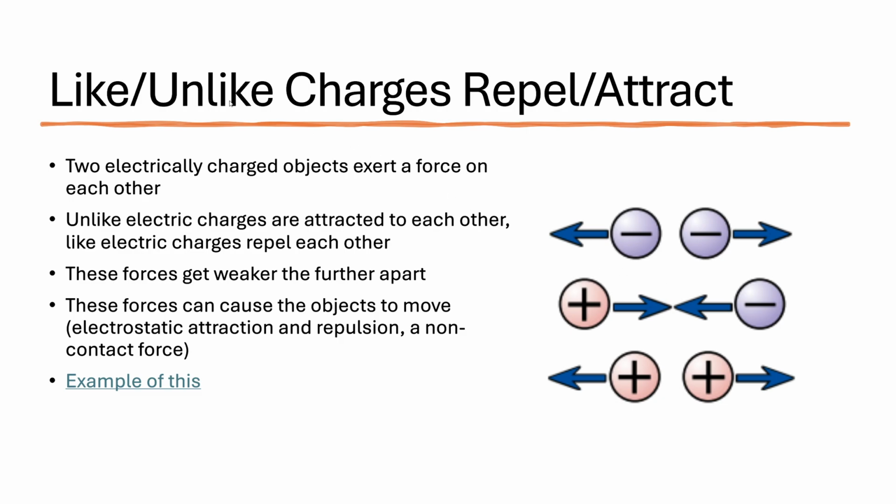Then we move on to like and unlike charges, repelling and attracting. So basically, if two charges are both negative or both positive, they are going to repel each other. However, if they are opposite charges, they attract each other. That's basically why like charges repel, unlike charges attract. So they exert a force on each other, and these forces will get weaker the further apart they are. They're strongest when they're near each other, which I think is quite obvious. This is a non-contact force called electrostatic attraction and repulsion, and it can actually cause objects to move.